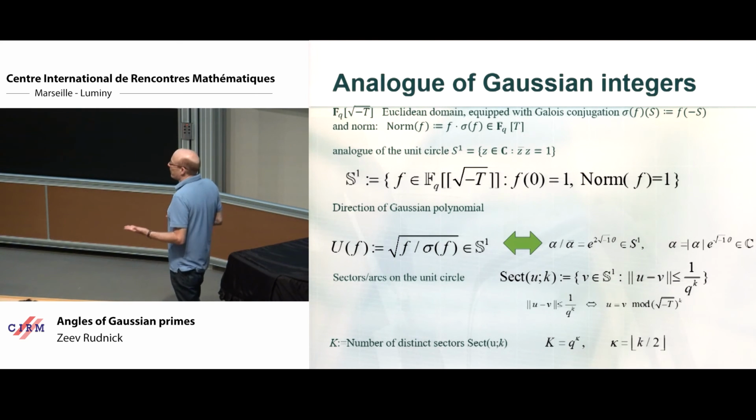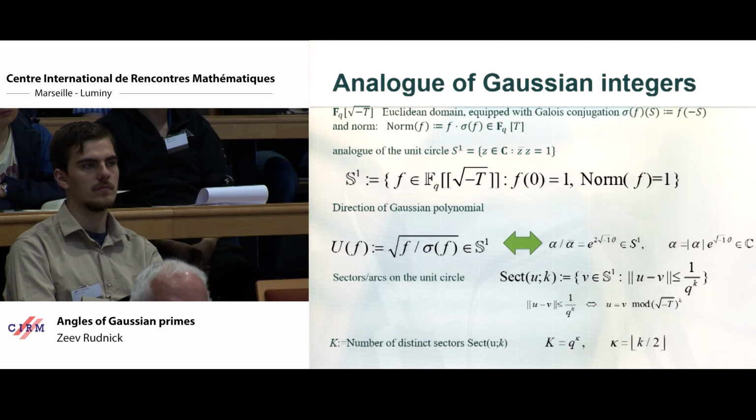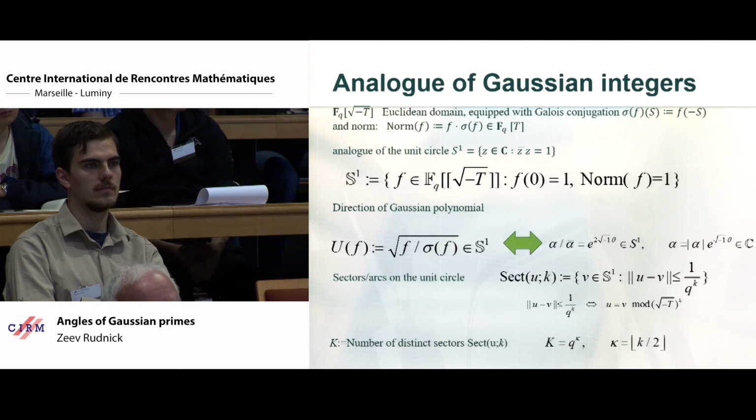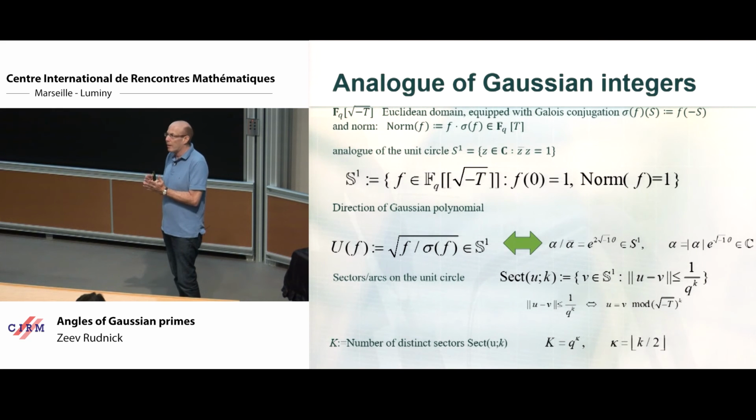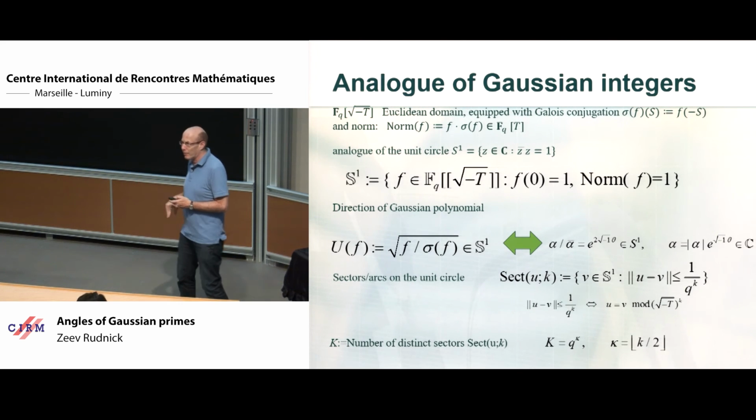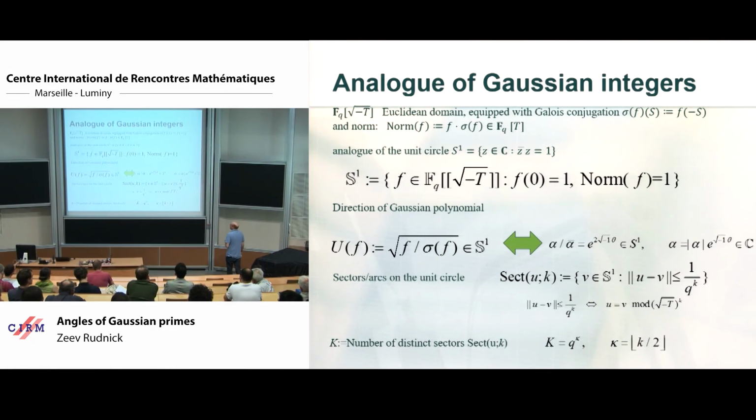And now I want to play this game of asking, among all prime polynomials of given degree, how many have their angles, have the direction lie in a specific sector of this non-Archimedean unit circle. Again, the details don't really matter. If you haven't gone into this, it's not useful.